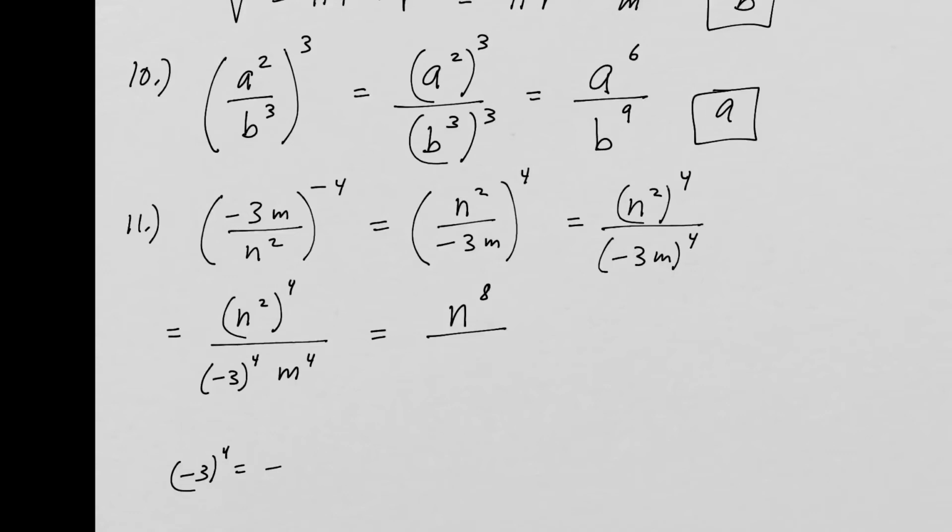Remember what that means. That means negative 3 times negative 3 times negative 3 times negative 3. Well, a negative times negative times negative times negative is a positive, right? Because there's an even number of negatives. And 3 times 3 is 9, times 3 is 27, times 3 is 81. So this is going to be a positive 81. And then I still have an m to the 4th. So that would be my answer. It would be n to the 8th divided by 81 m to the 4th. So it looks like it's going to be C. Okay, so we have to do this step by step, just applying our rules for the exponents.